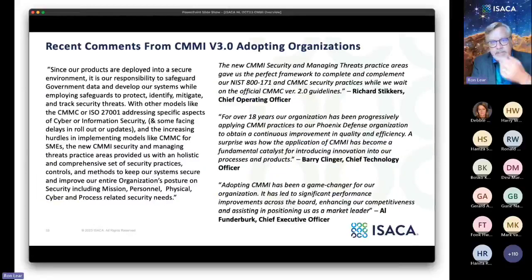I've got some additional ones here. The earlier question we got about CMMC, I'll point you to this slide. You can see what one organization's already been doing, and basically they're saying CMMI is getting them ready for CMMC, so they're not worried about CMMC. And you can see some great quotes. I've also given you some links to the technical case studies and so forth.